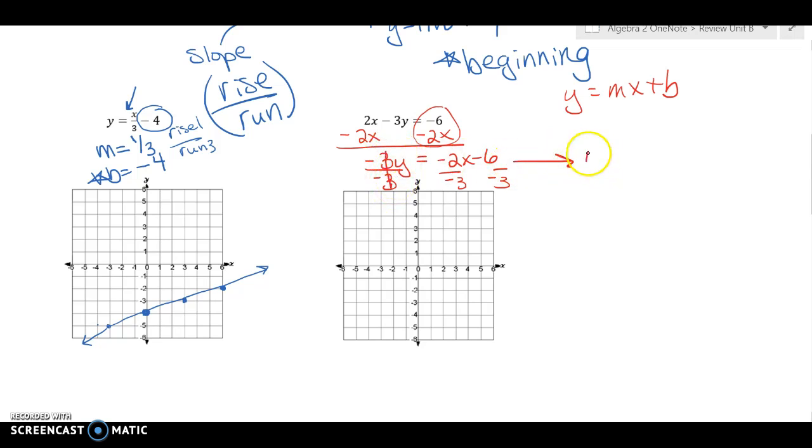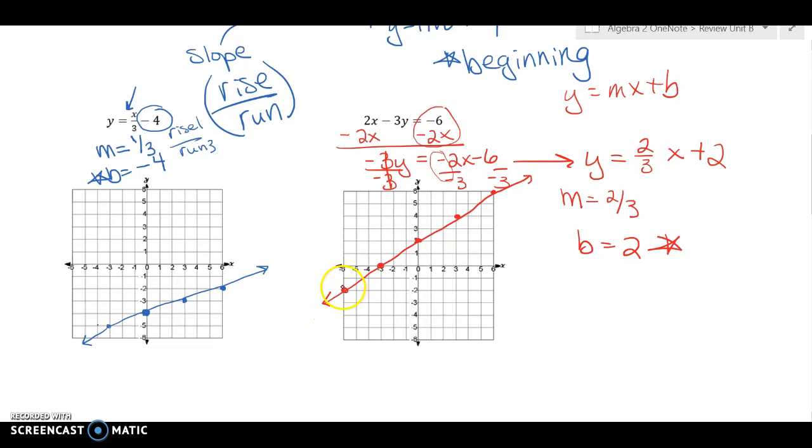And so what I get is y equals, remember what happens when you have two negatives? They become positive, so it's 2/3 x. Same thing here. Negative 6 divided by negative 3 is a positive 2. So now my m is 2 over 3, and my b is 2. Remember, you start at the b, that's the beginning, so I start at 2, and I go up 2 over 1, 2, 3. Up 2 over 1, 2, 3. And then I go the other way. And I graph.